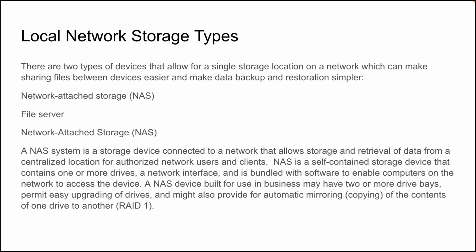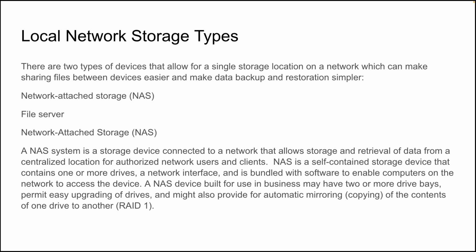We're wrapping up our storage devices, so we're going to hop onto local network storage devices. This can be a NAS, or network attached storage device, which is a server basically. It'll be like a little box with different drives inside of it. It can have solid state drives comprising it, or it can have hard disks. It just depends. There are two types of devices that allow for a single storage location on a network, which can make sharing files between devices easier and make data backup and restoration simpler.